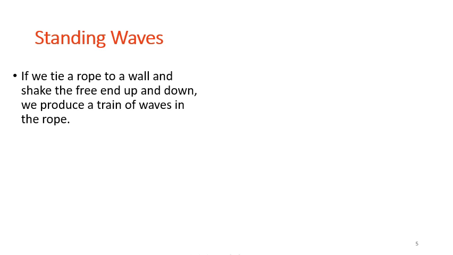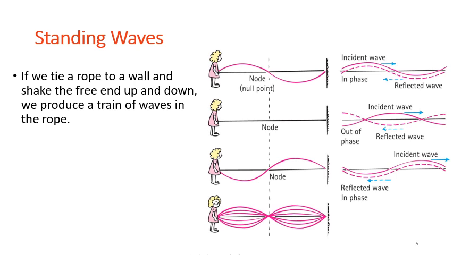Okay, let's talk about the standing waves. So if you tie a rope onto a wall, one side, and the other side, if you shake up and down, you can create a wave pattern. We know this kind of wave pattern is a transverse wave, and if you keep shaking up and down, you can make a train of waves. So it will be like lots of waves traveling forward onto the wall.